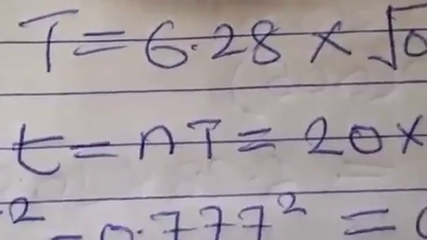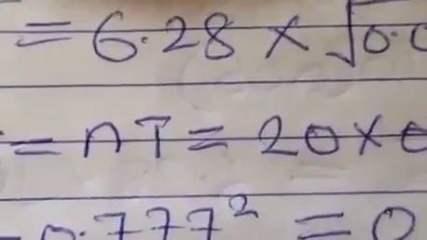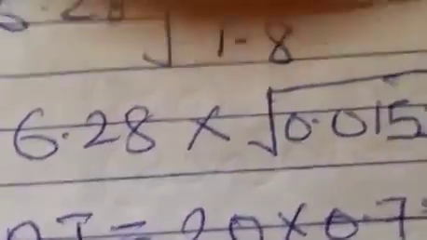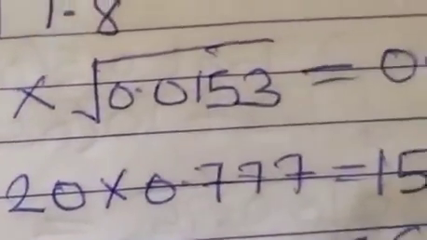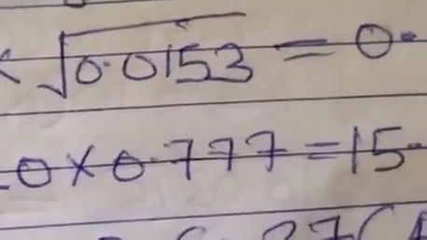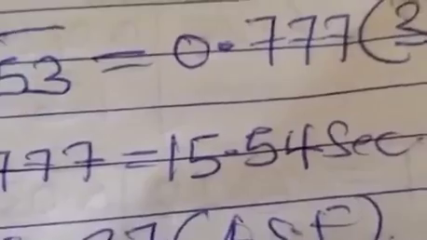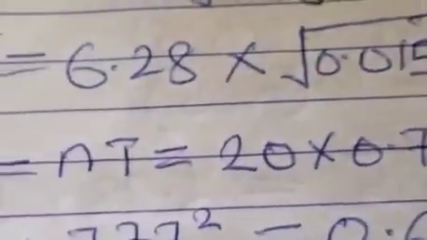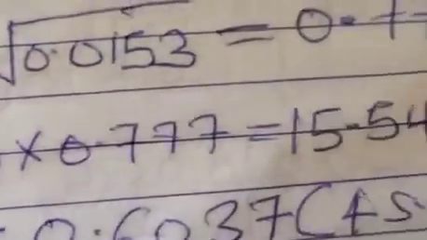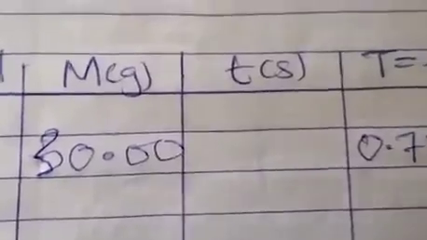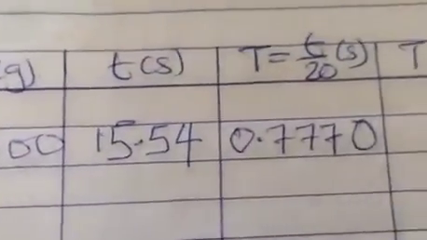So let's go ahead to find our small t, which is the time for 20 oscillations. Our small t is obtained using number of oscillations times period. The number of oscillations is 20 according to the experiment. If you have to do 10 oscillations, then your n will become 10. So now I have 20 times the period, which is 20 times 0.777, giving us 15.54 seconds. So this is your time for 20 oscillations, small t, 15.54 seconds. So we report our small t here as 15.54 seconds.